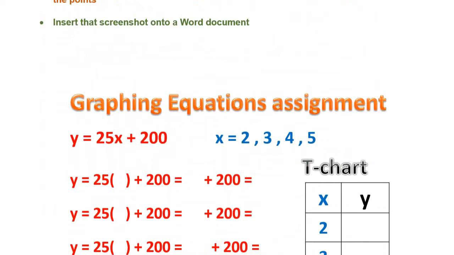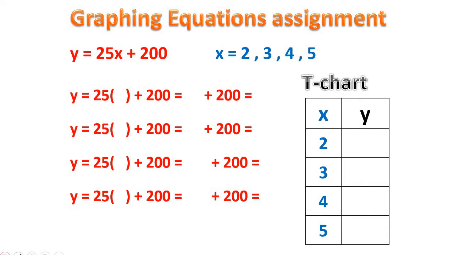Okay? So here is what you need to do. This is the work that you're going to do. So you've created your equation based on the wording provided for you, and you have your list of the x values that are provided for you. So now what you're going to do is show the work to be able to get those answers. So I'm going to take 2 and plug it into the equation. And I'm just doing the math. 25 times 2 is 50. 50 plus 200 is 250.